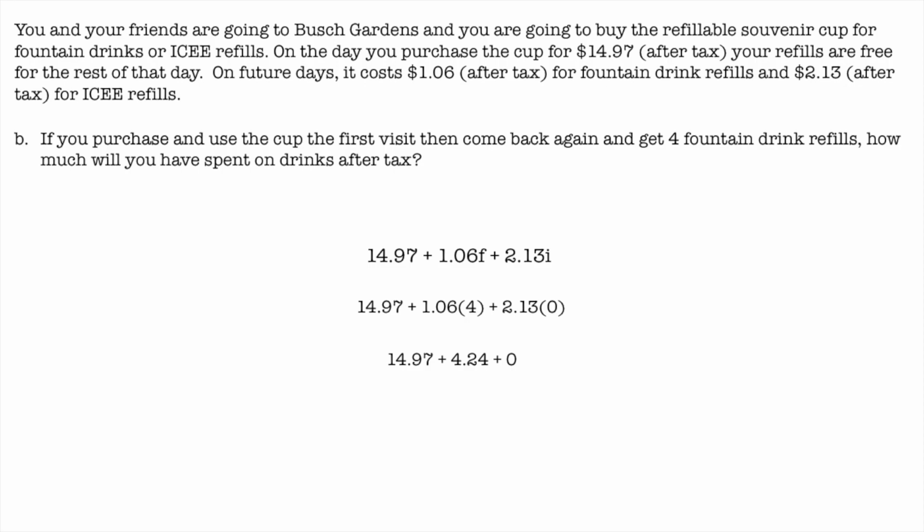$4.24 is $1.06 times 4, and 0 is what 2.13 times 0 equals. Then you add everything together, and it's $19.21. Make sure you include your dollar sign in front because this is a real world problem and we're talking about money.